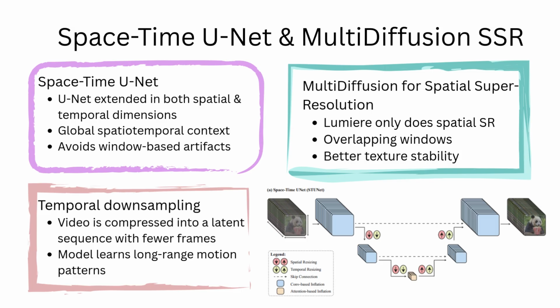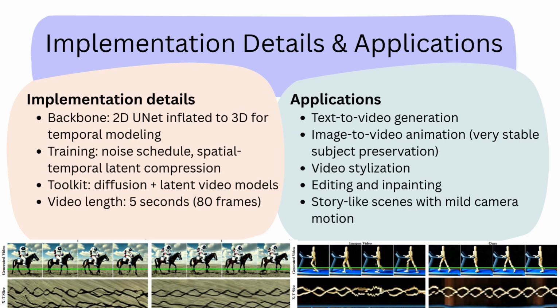And then next, I will talk about their implementation. Implementation details. This model uses a 3D inflated unit architecture, similar to those used in video segmentation or action recognition, but adapted for diffusion. The latent temporal resolution is reduced significantly so that the model can fit in the GPU memory. So even though the model is complex, it supports many applications seamlessly.